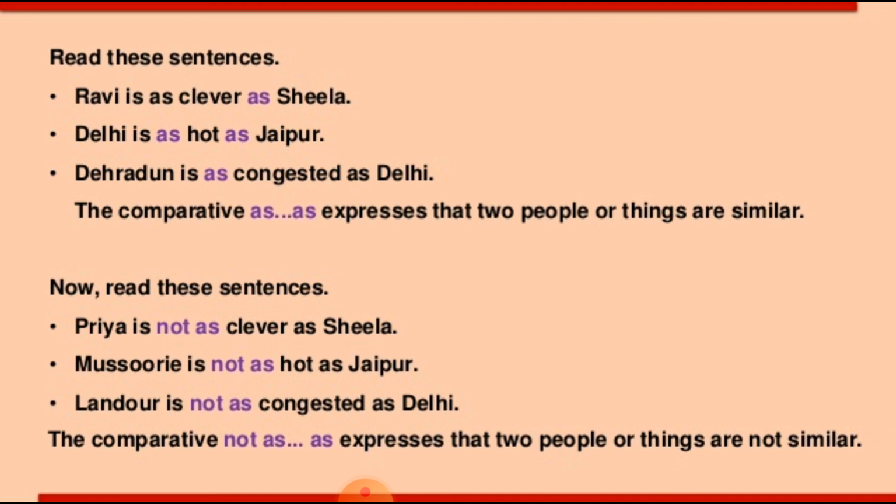Now we'll read the other sentences. Priya is not as clever as Sheila. Mussoorie is not as hot as Jaipur. Landour is not as congested as Delhi. The comparative not as, not as clever as, not as hot as, expresses that two people or things are not similar.